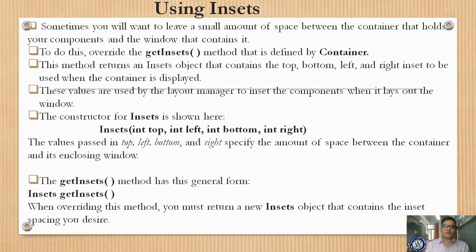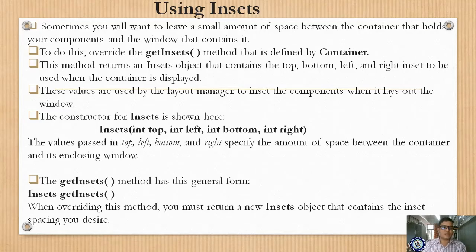So if you want to give space between the control and your web browser, then you have to use the getInsets method that is defined by the container. This method returns an Insets object that contains top, bottom, left and right insets to be used when the container is displayed. So it shows some space between your web browser and your containers, your components.